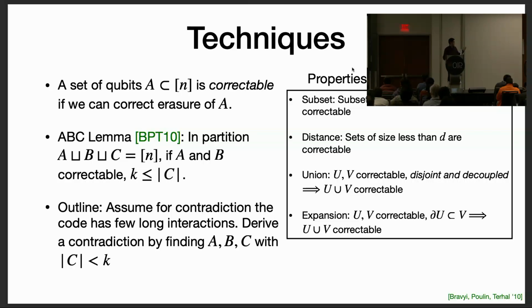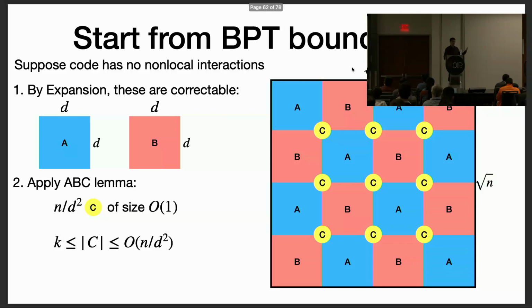And then how do you find these correctable sets? You use these properties of correctable sets. These are these 4 properties. I don't really have time to go into them, but just as one example, it's true that any set of size less than d is correctable. This just follows from the distance of the code. And then you have these other properties, the union and expansion lemma, which you can use to grow your correctable sets.